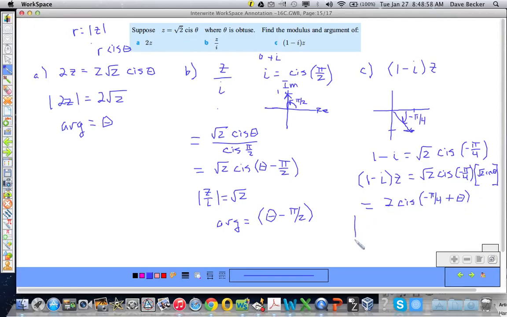So that means that the mod of 1 minus i times z is equal to 2, and the arg of 1 minus i times z is equal to theta minus pi over 4. Giddy up. Okay? So good, so fun.